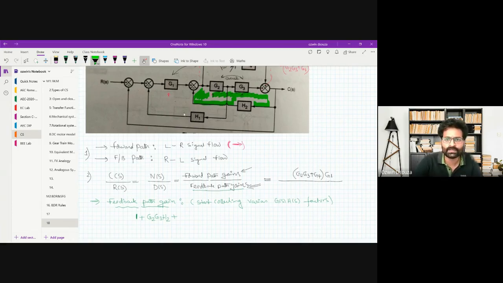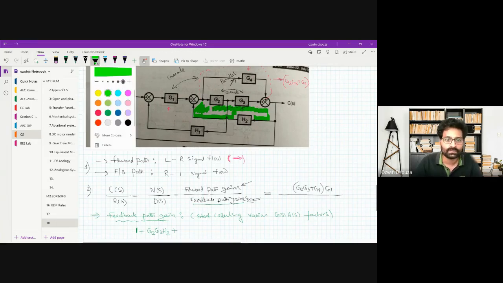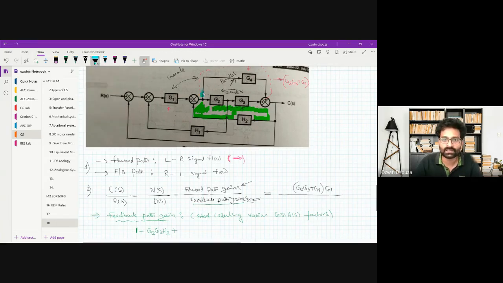Next, what we have is this path. Carefully, you have to observe. I'll use a different color. See, this is also a feedback path, right? G4 and H2. This is also a feedback path. All you have to do is follow the color coding. So I can directly write down the answer as G4 into H2 plus.